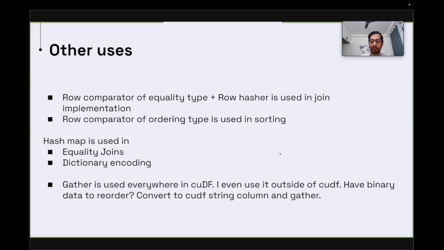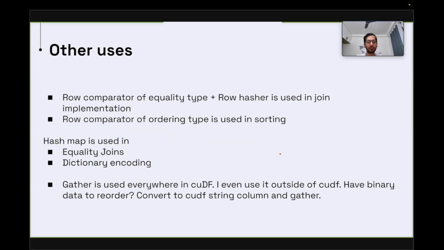And the gather is obviously used everywhere in QDF because we try to materialize our solutions at the very end and try to work with indices into the original data for as long as we can. We keep moving indices around, and in the end, we use gather to materialize the result. I have personally even used it outside of QDF.